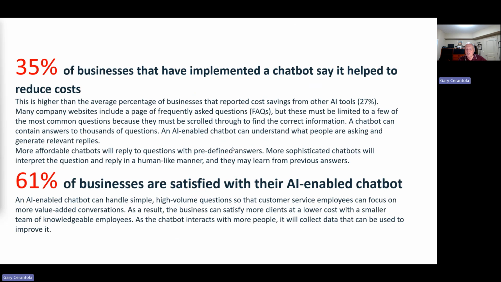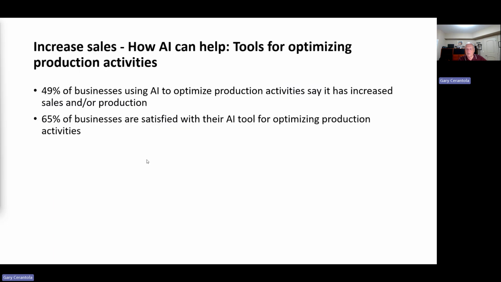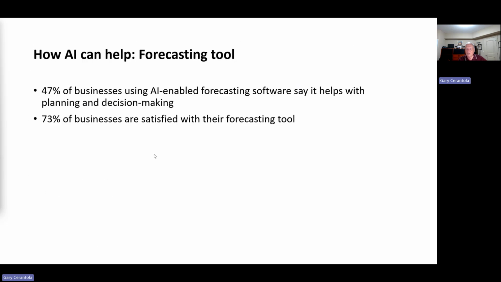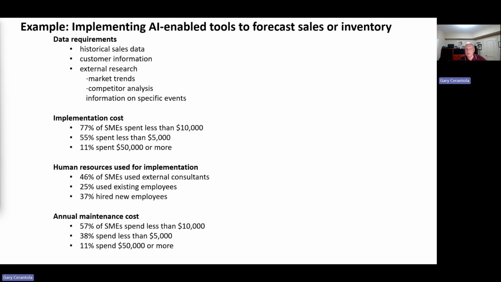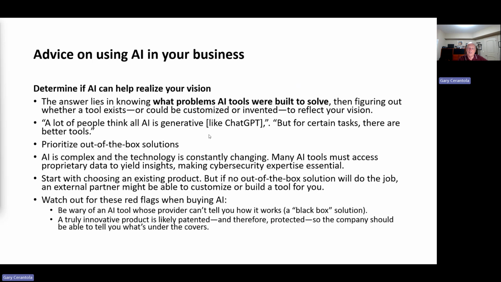So this is just more statistics. Look at this, 35% of businesses that have implemented a chatbot say it helped to reduce costs, and 61% are satisfied with their AI-enabled chatbot. And here are some examples of what's really going on. So this is really just for your information, but to stay abreast of what's going on, I think, is the key thing. So, advice on using AI in your business.